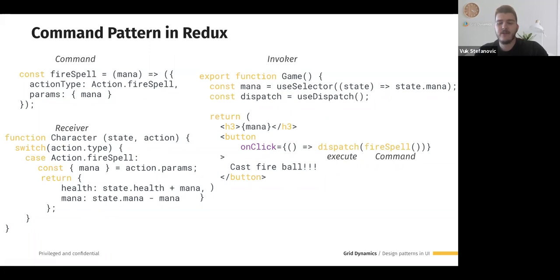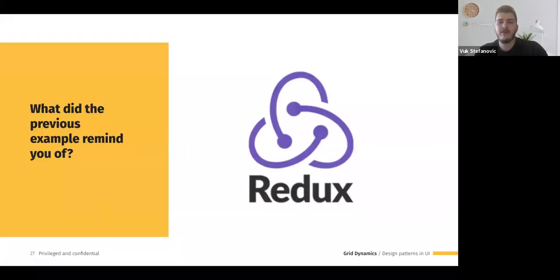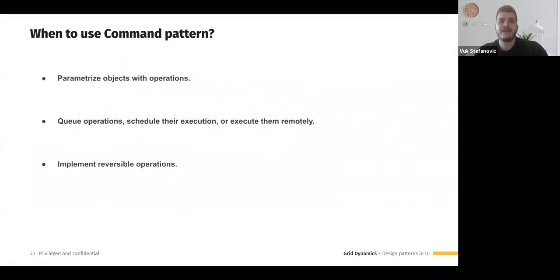And if you remember previously, when I said when do we use command patterns, do you maybe find something similar when we need to queue operations, we need to implement reversible operations? It's also something Redux is pretty good at. We have some libraries for Redux redo and undo and stuff like that.